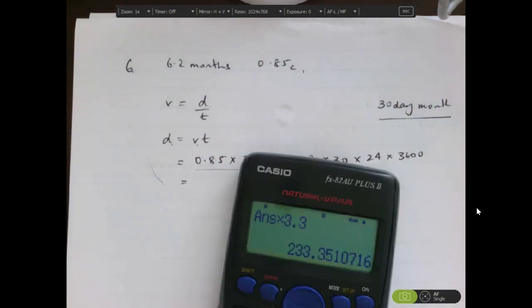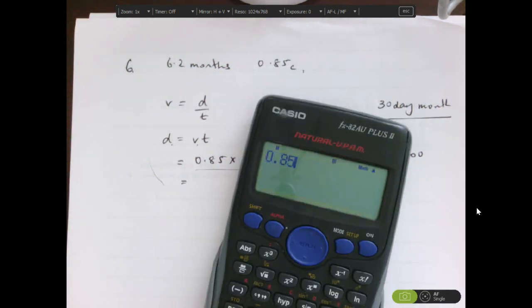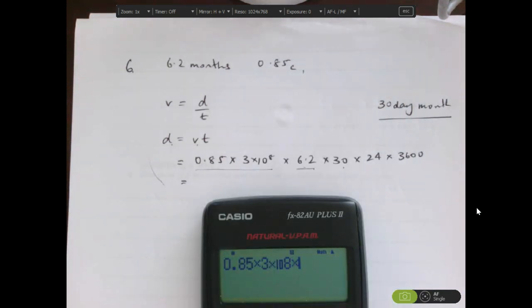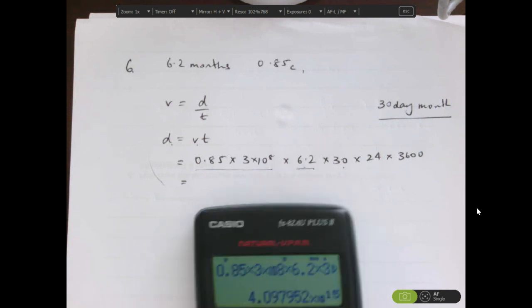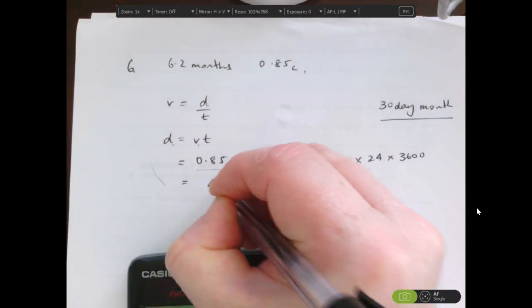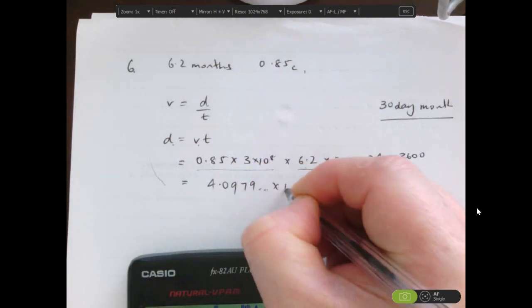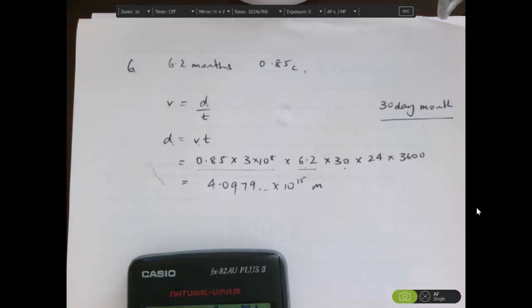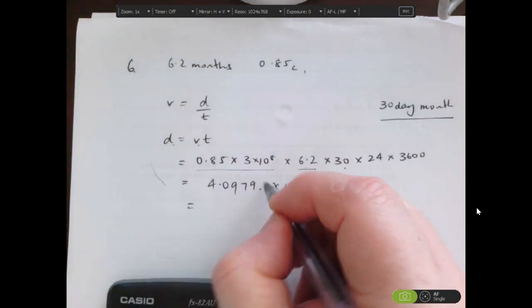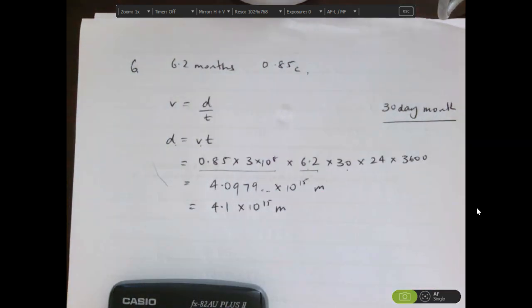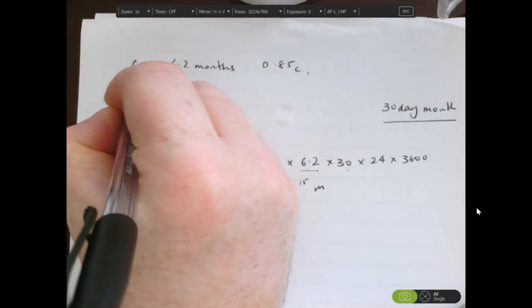So let's find out how far we're away, which is 0.85 times 3 exponent 8 times 6.2 times 30 times 24 times 3600. Okay, so it's 4.1, or I'll write it down as the true value first, 4.979... by 10 to the 15 meters away. Or we could simply round that, because this is all going to give me 4.1 by 10 to the 15 meters. Okay, so that's 6A.